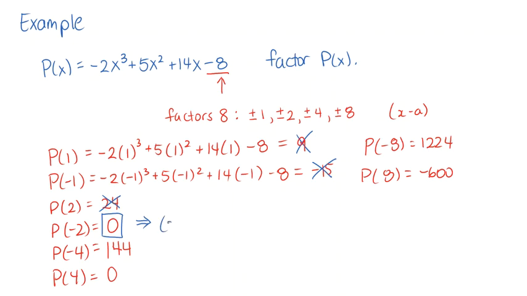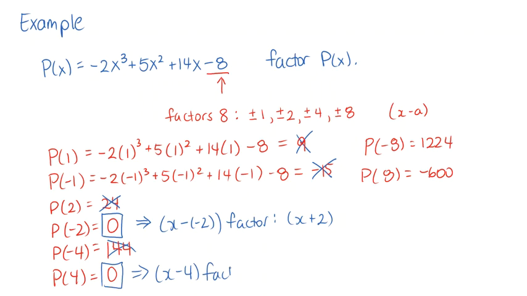That tells me that x minus negative 2 is a factor. So we can just write that as x plus 2 is a factor. So same thing here as I keep going along. 144 for remainder when it's negative 4, and here I'm going to get another one. So then again, x minus 4 is going to be a factor. The negative 8 doesn't work, and the 8 does not work.